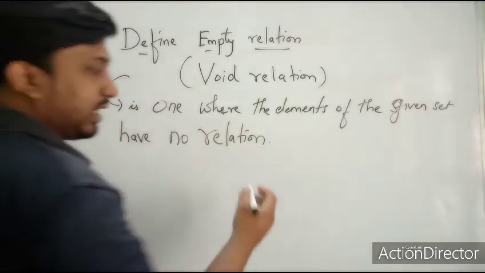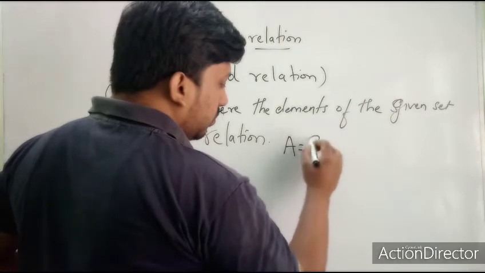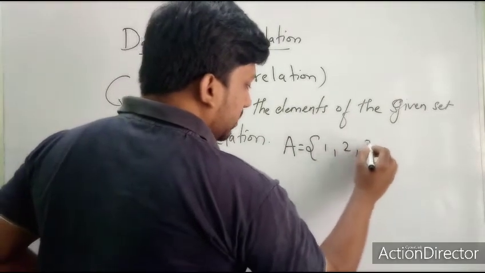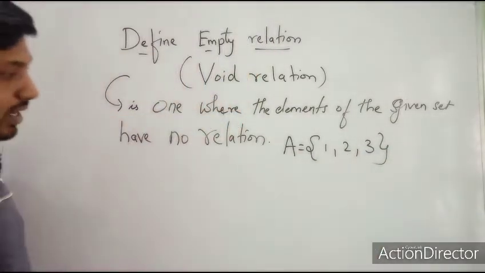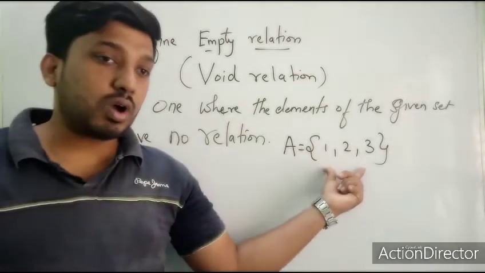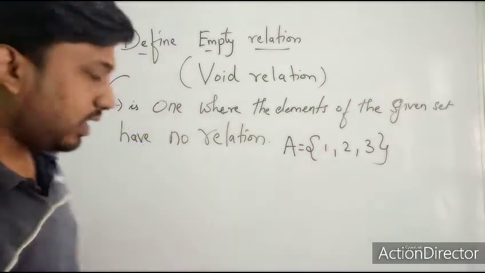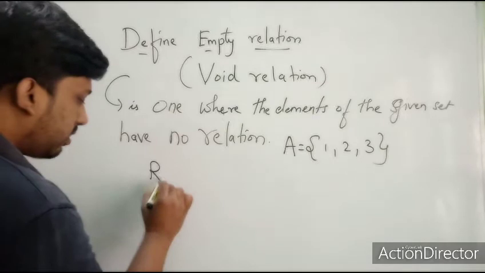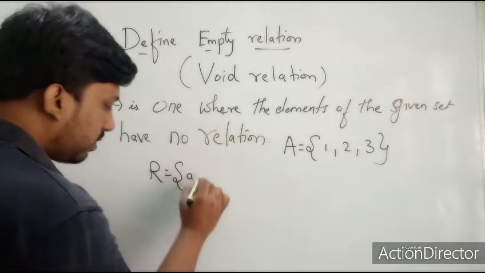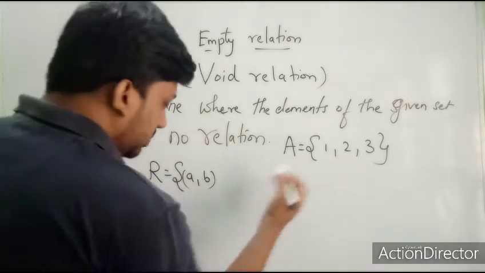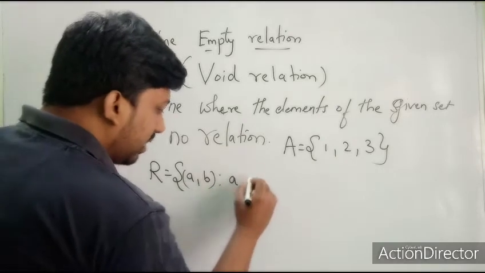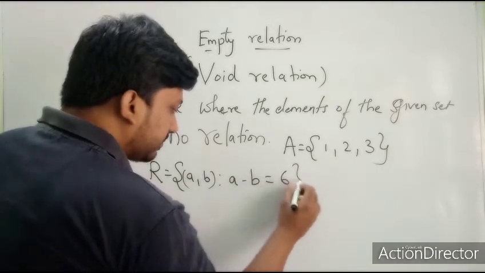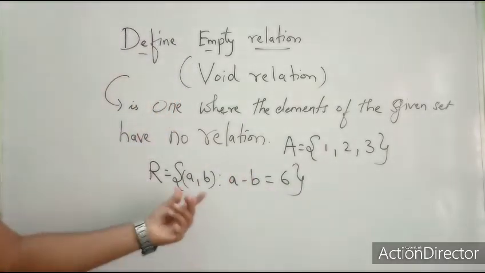For example, let me take some set A is equal to {1, 2, 3}. This is the set, right? So these are the elements of the set A. If I write a relation R is equal to {(a, b)}, where a, b take some values from the set A such that a minus b is equal to 6. Okay, so this is the example.